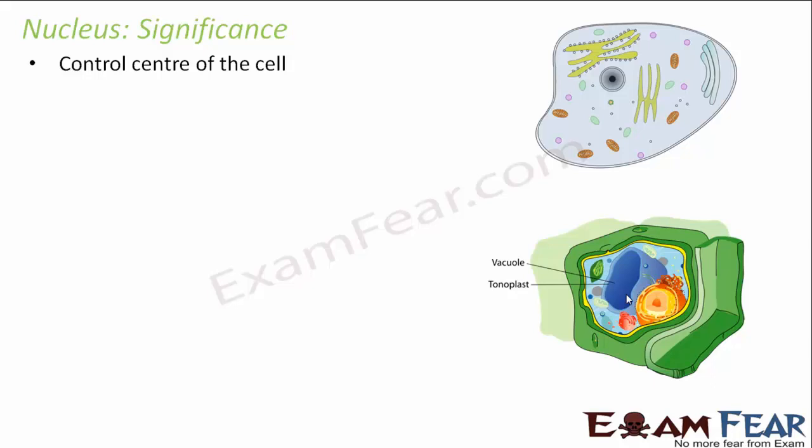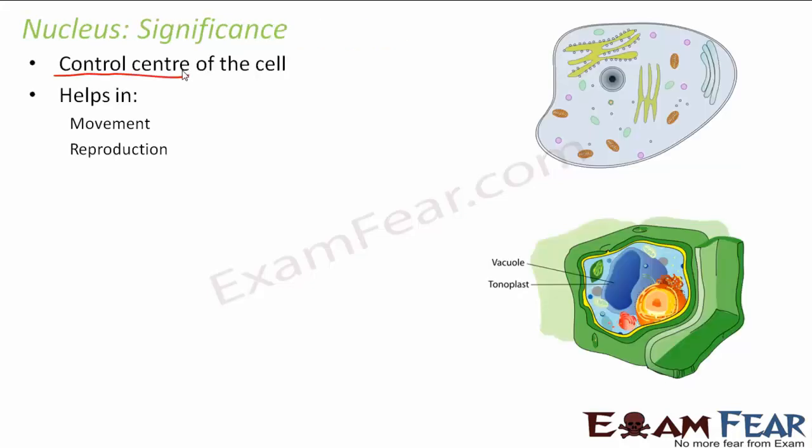It is the control center of the cell. So, a big name, control center. Why do we call the nucleus the control center of the cell? Because it controls many activities. Let us have a look at that. It helps in movement, and it helps in reproduction. Now, helping in reproduction becomes a very significant thing.